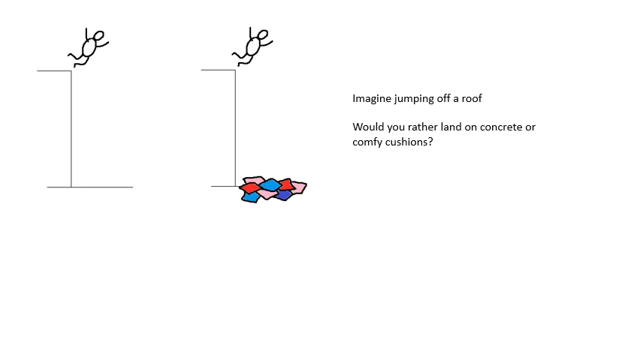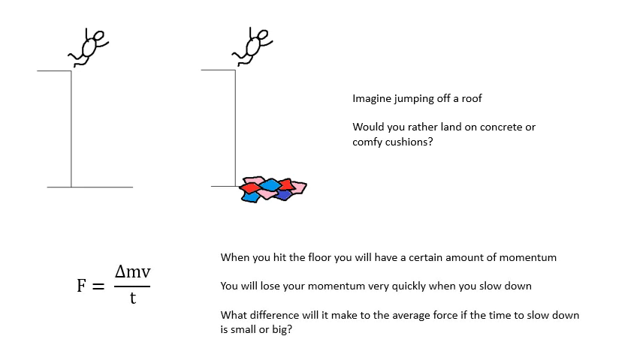Well, using that equation, F equals delta mv over t. Just before you hit the floor, you've got a certain amount of momentum, and your momentum is going to change to zero rather quickly, and the floor will exert a force on you to slow you down. If your momentum changes very, very quickly, then the force will be big. In other words, if little t is very, very small, then F will be very, very big.